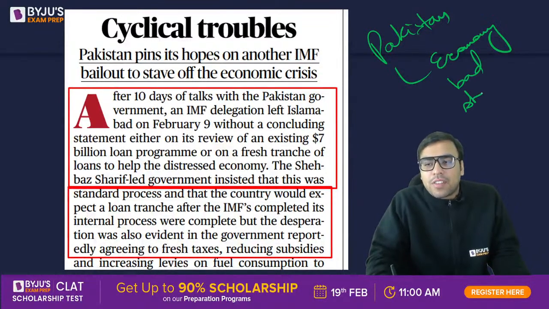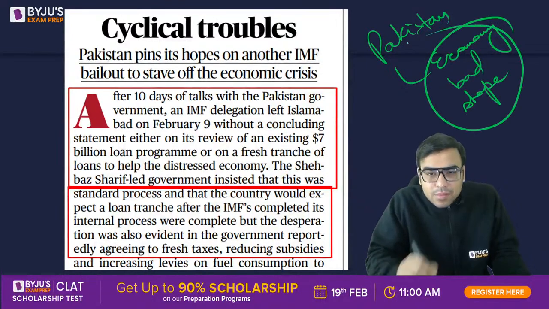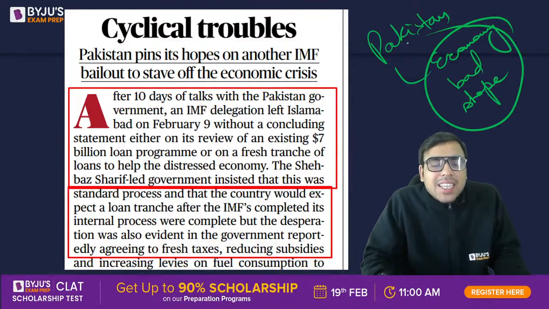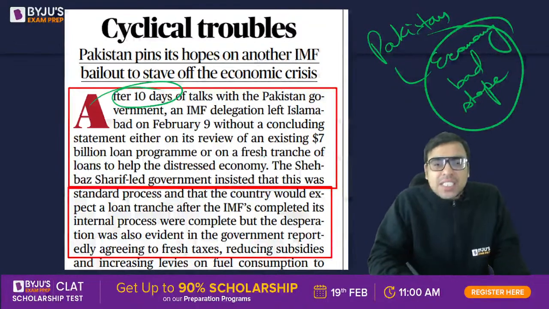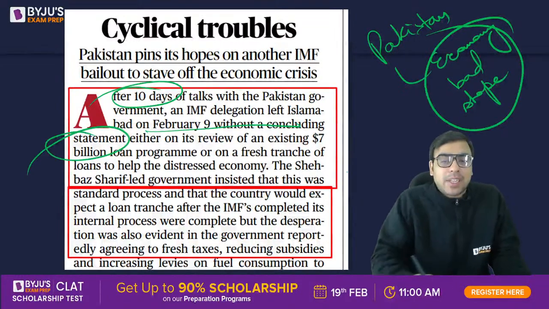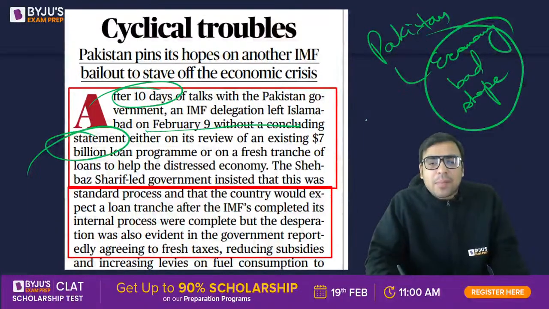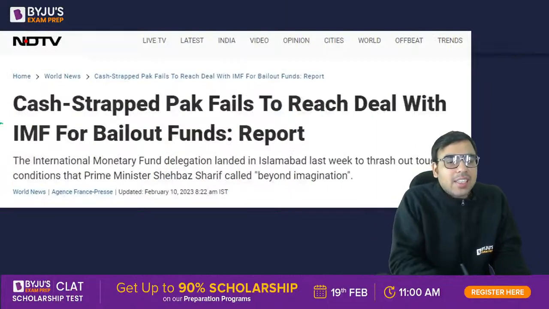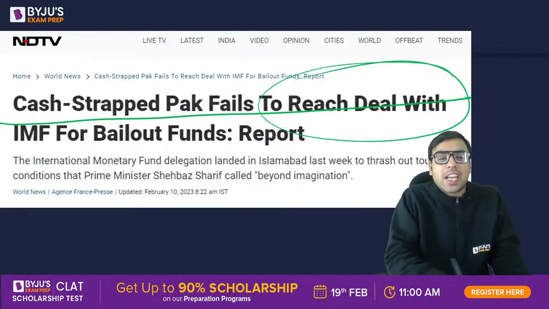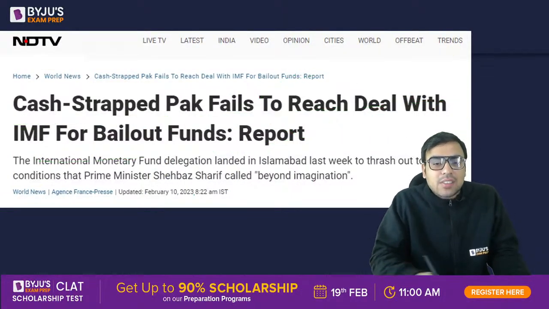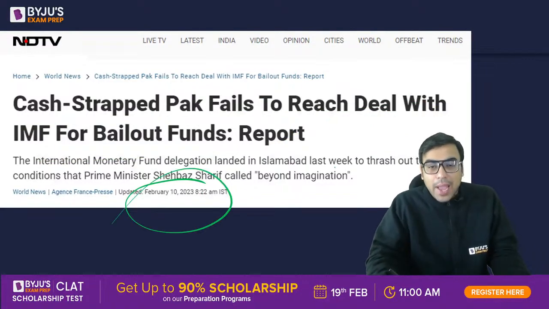And because of which, Pakistan is asking for loans and help from the IMF. IMF officials came to Pakistan, but they left without any concluding statement. They did not reach any conclusion, and that is why perhaps they will not be getting any funds. Cash-strapped Pakistan fails to reach a deal with IMF for bailout funds. That is what was in the news 2 days back.